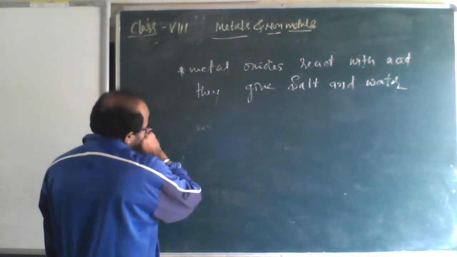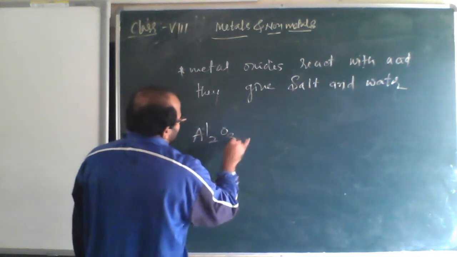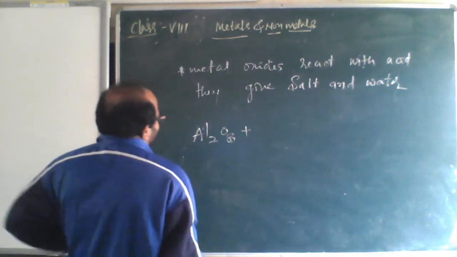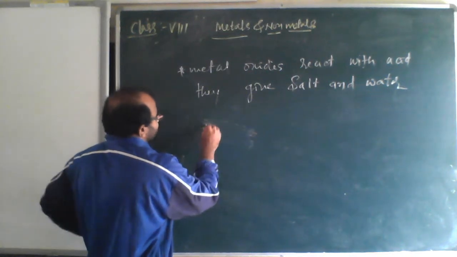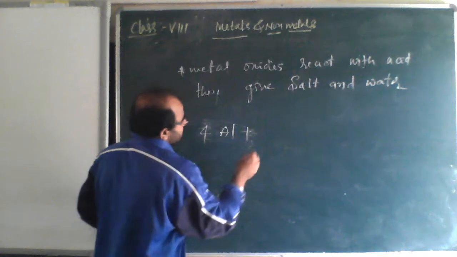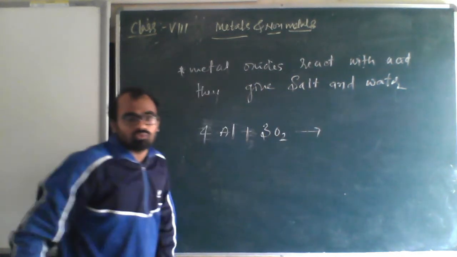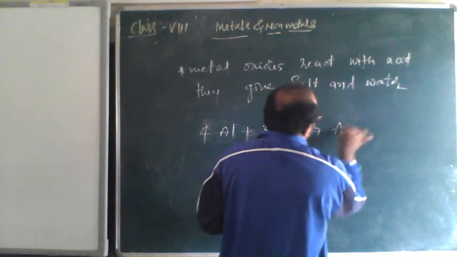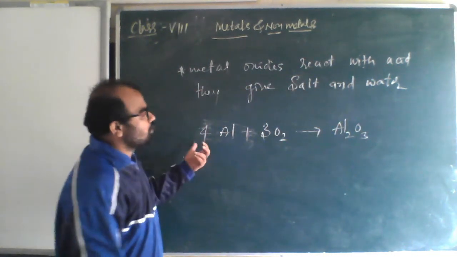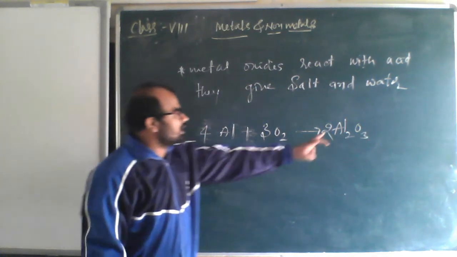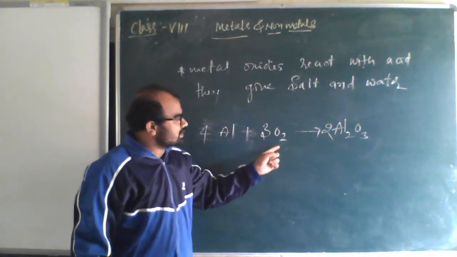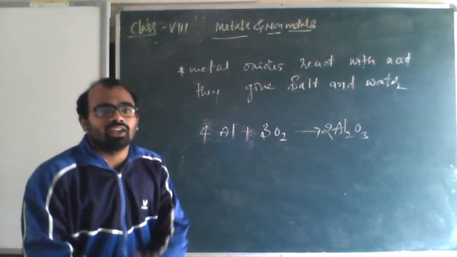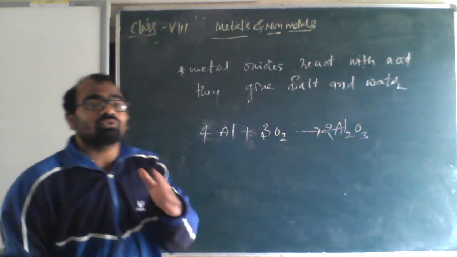For example, if I take aluminium oxide, Al2O3. First, let us know how it forms. 4Al plus 3O2 will form 2Al2O3. Because there are 4 Al, we put 2 here, and we get 4 Al and 6 oxygen. This aluminium oxide, which is basic in nature, reacts with acid and gives salt and water.